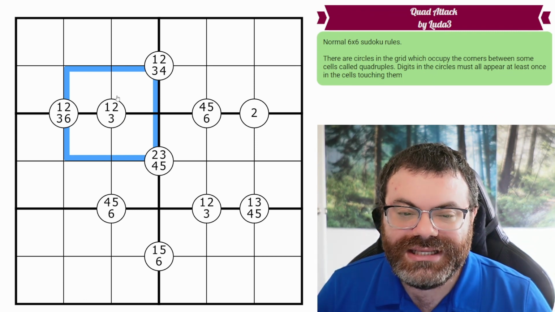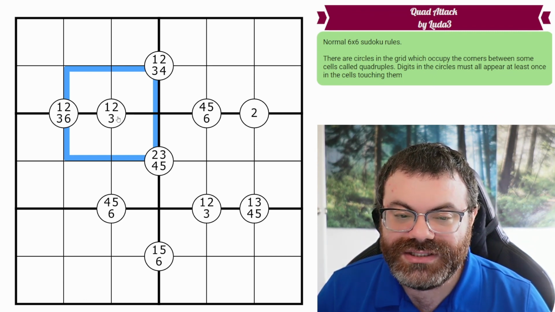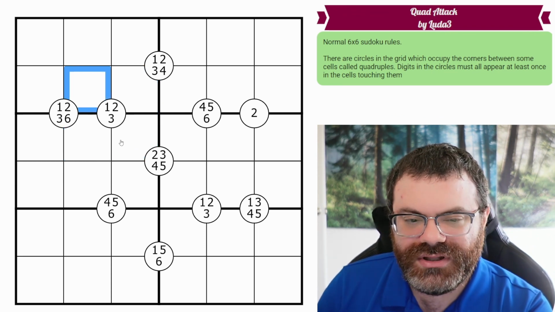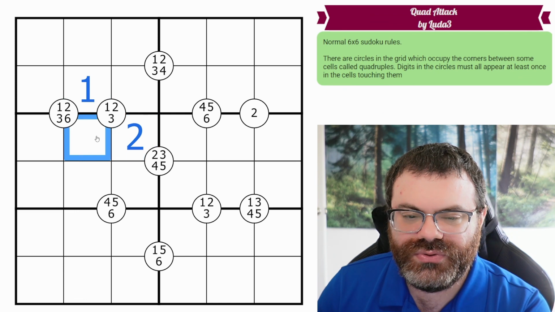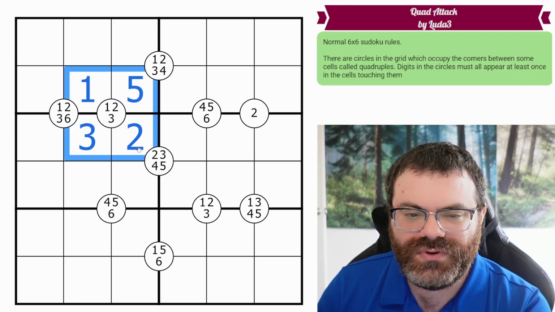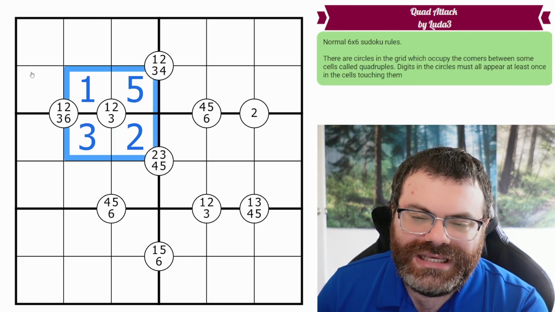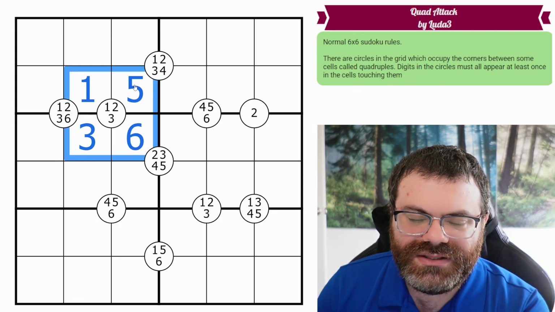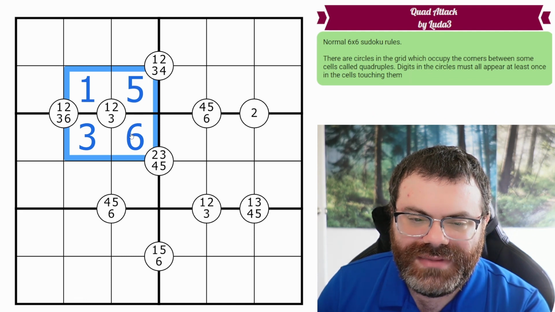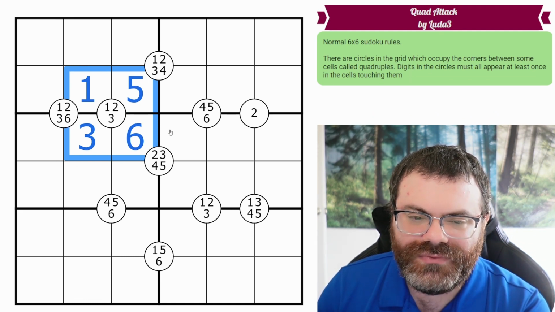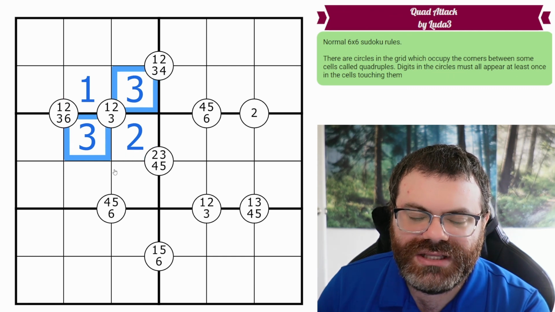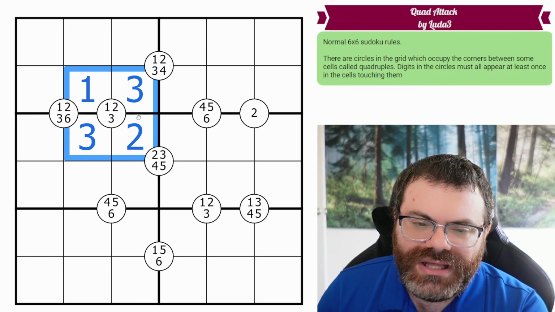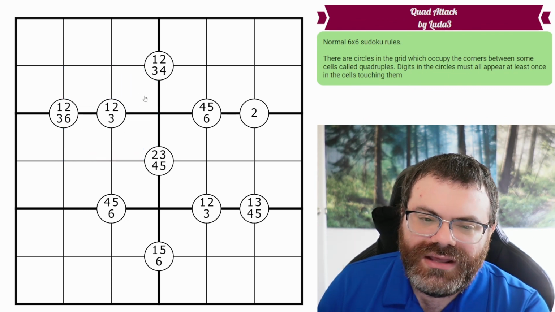But basically the digits inside the quadruple must appear at least once each within the cells that the quadruple touches. So this could be filled with, say, 1, 2, 3, 5. That would be one way to fill this quadruple, ignoring the rest of the grid, of course. What I can't do is something like this because I'm missing the 2, right? I need the 1, 2, and 3 to appear somewhere within this. What I could do, though, is repeat the 3. There's nothing preventing me from doing more than one of them, but I must use at least one of each.